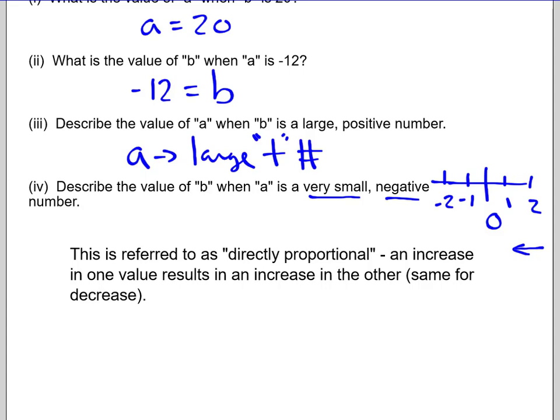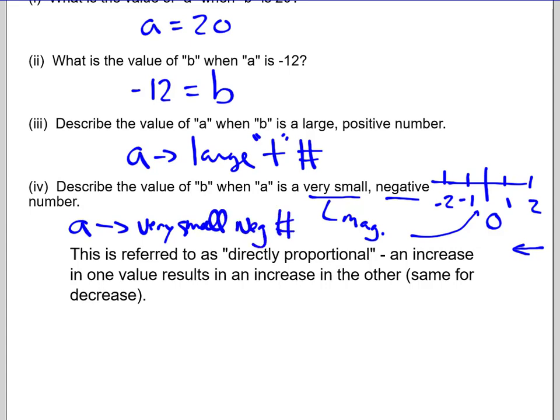So if I describe the value of b when a is very small in magnitude, I'm meaning close to 0. So we're looking at small numbers close to 0, and it happens to be negative. Well, in this case, a would have to be a very small negative number. Because they're equal, it has to match what b is, so they would be the same. This is called a directly proportional relationship.